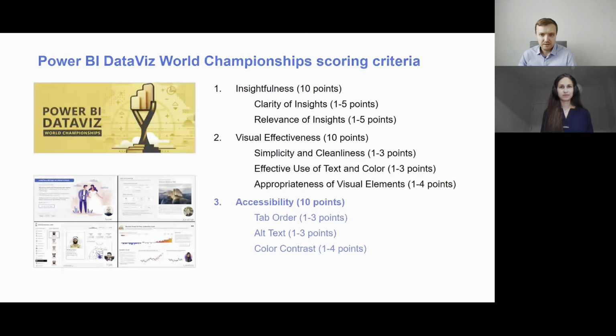I just want to share with you the criteria that the competition used. Here you can see the reports were being judged on insightfulness, visual effectiveness, and accessibility. Accessibility accounted for a third of the score. So today we're going to share with you what we've learned and how you can make your Power BI reports more inclusive.